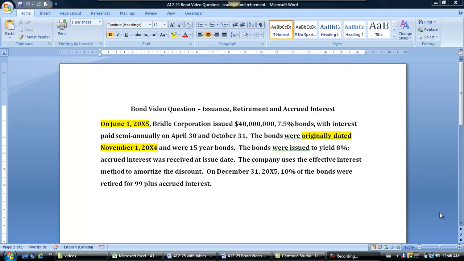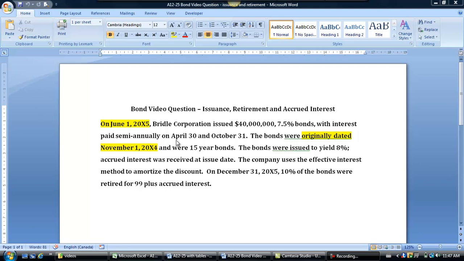I'm going to stop here because you'll notice in the question I've highlighted three things. I've highlighted the original date for the bonds, which is November 1st, X5, and also the date that they were issued. And you'll notice that the first interest payment date on April 30th would have already passed. If the bonds had been issued on the date they were dated, there would have been an interest payment. But they didn't issue the bonds until June the 1st, which is after the first interest payment.